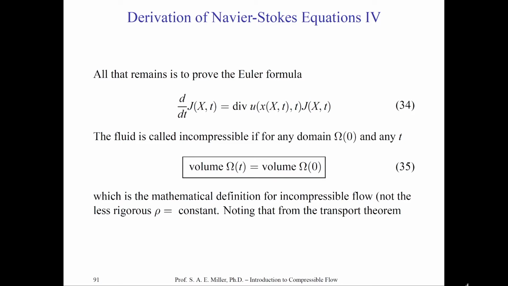All that really remains is to prove the so-called Euler formula. And this can be written as 34, which is d dt of J of big X, t is the divergence of u of x of big X with the Jacobian at big X. So you can see that the fluid, and here's one of the most important definitions in the entire class, will be incompressible for any domain or fluid parcel at time 0 and any time later t or negative t as this boxed equation.